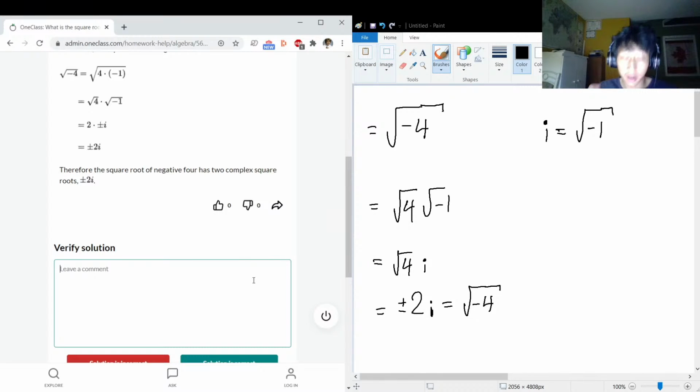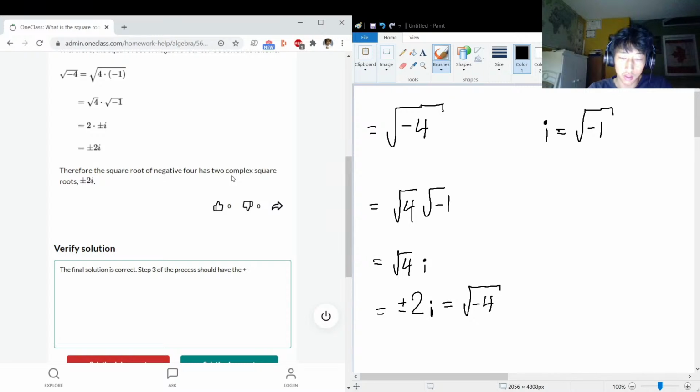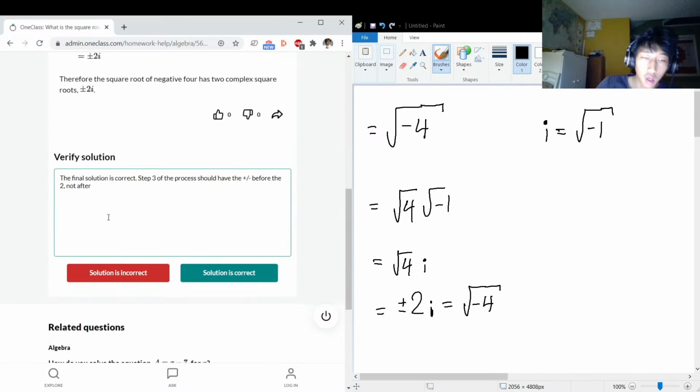Now, the final solution is correct. Step 3 should have the plus minus before the 2, not after. But the final solution is good.